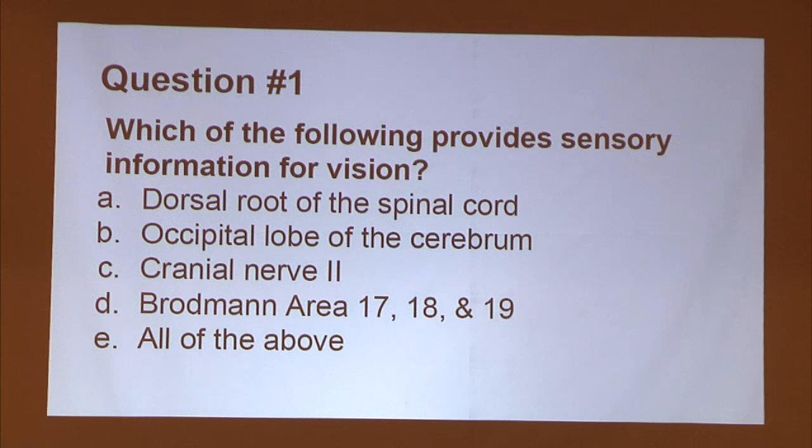Occipital lobe? The occipital lobe is where vision is interpreted, not where we're sensing vision. And it's asking which provides sensory information. So you're not sensing in the occipital lobe. You're processing what you sensed. Okay.